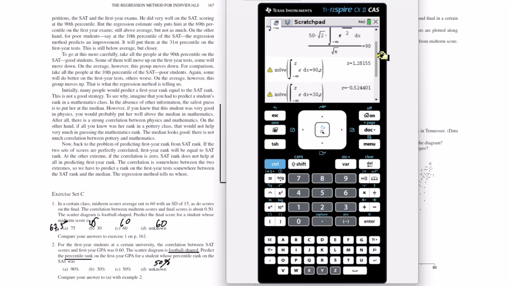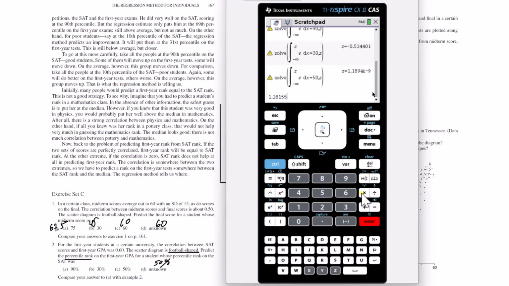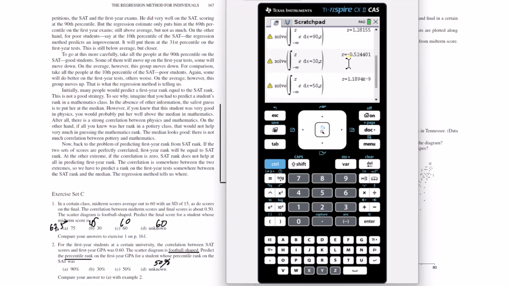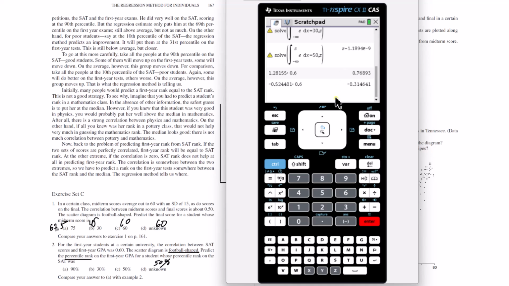So now, the 90th percentile means that the SAT score was 1.28 standard deviations above average. And so, with a correlation coefficient of 0.6, the first-year GPA is going to be 0.77 standard deviations above average. So now let's do that for each of these. And then the last one's just 0.